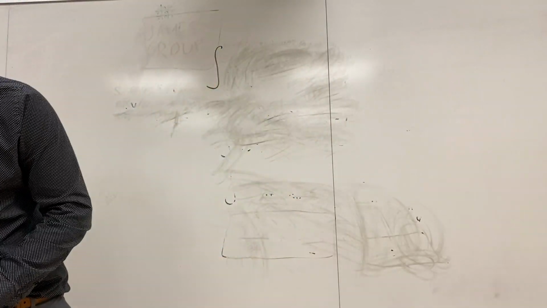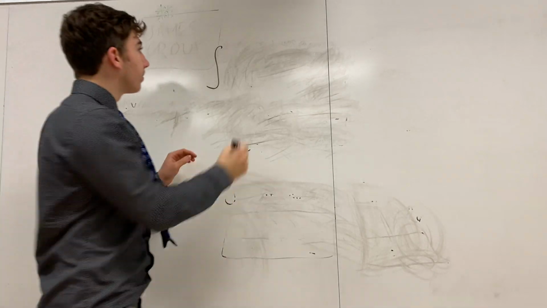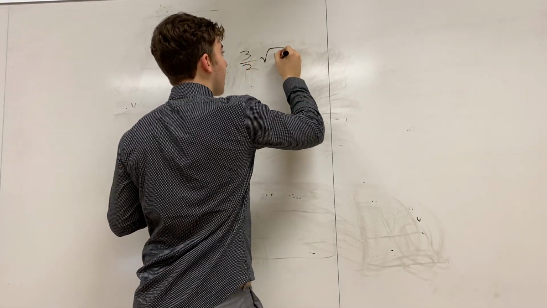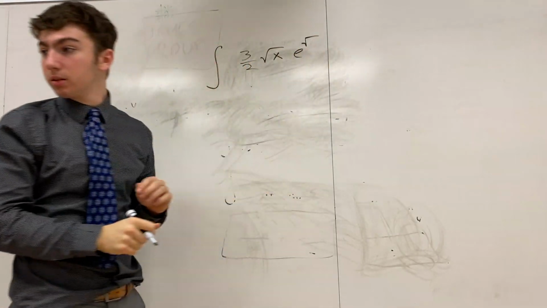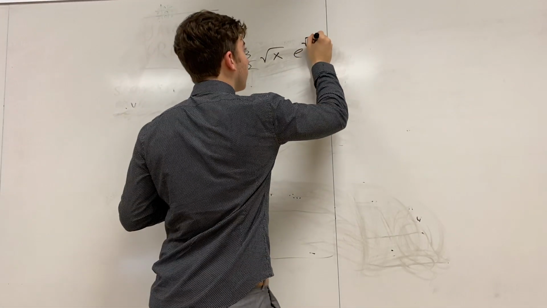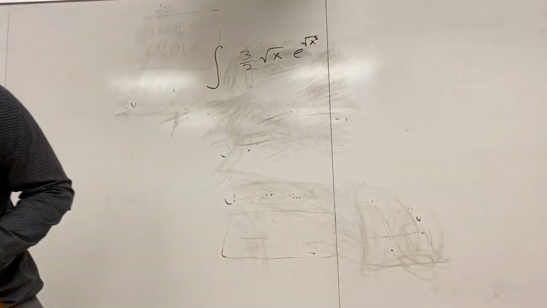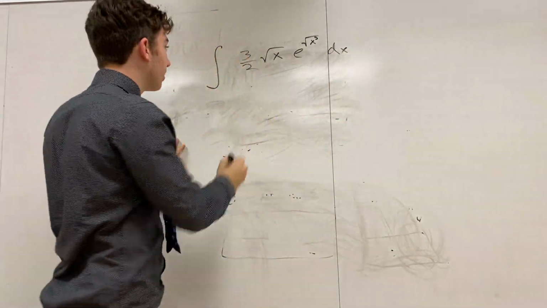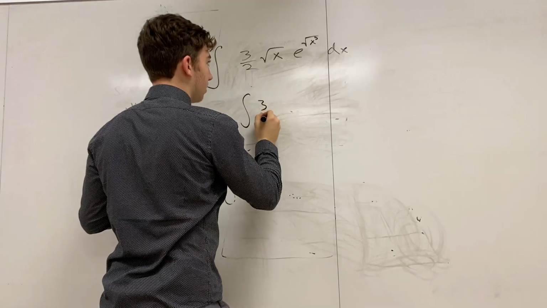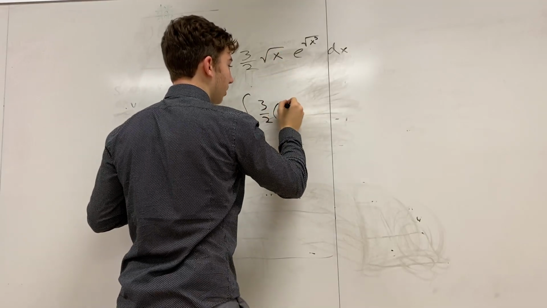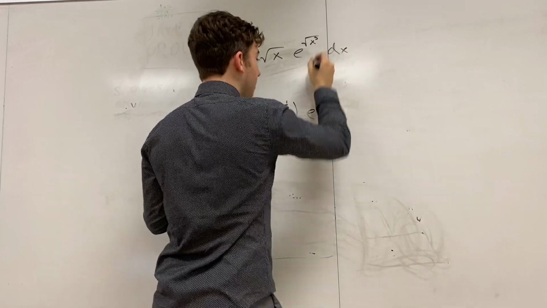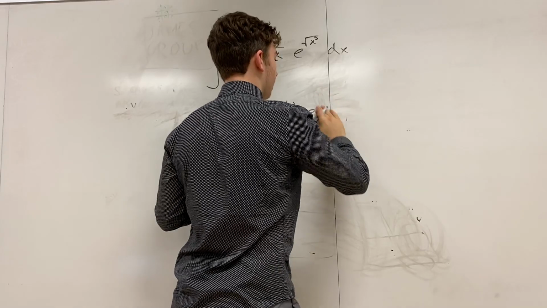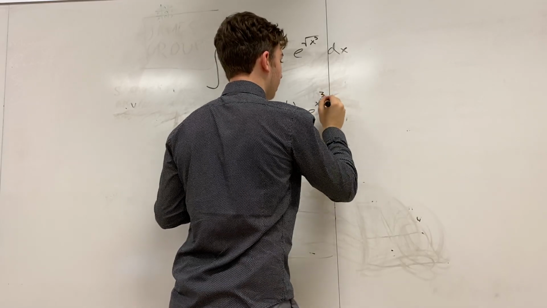Okay, we have the integral of 3 divided by 2, root x, e to the root x to the third, and then dx. So let's start rewriting some of this. We can rewrite the root x as x to the power of 1/2. We can rewrite this as e to the power of 3 divided by 2, x to the power of 3 divided by 2.